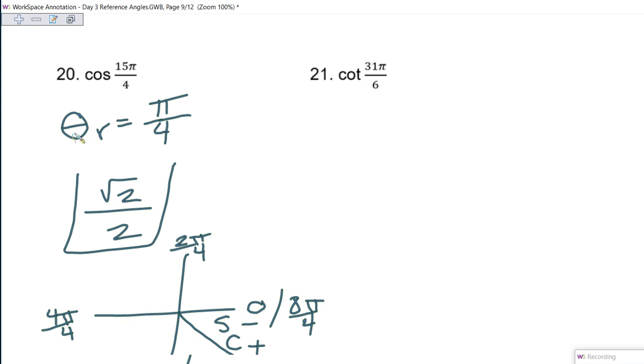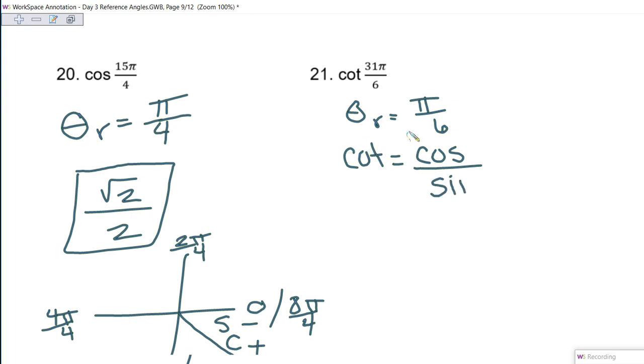Now the last one for this section, number 21, we have the cotangent of 31 pi over 6. So what would the reference angle be? Pi over 6. And if I'm looking for cotangent, well, I know that tangent is sine over cosine, so cotangent is cosine over sine. So what's the cosine of pi over 6? Square root of 3 over 2. What's the sine of pi over 6? 1/2. Those 2's in the denominators will cancel. That gives me square root of 3 over 1, which is just square root of 3. So my answer is going to be square root of 3.